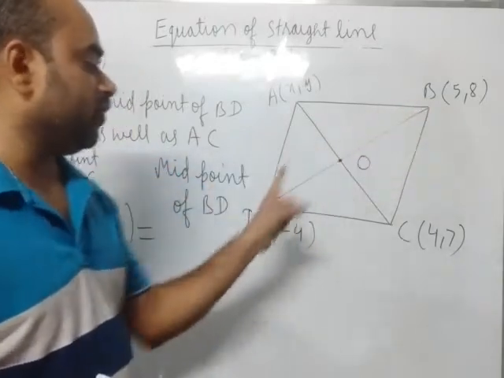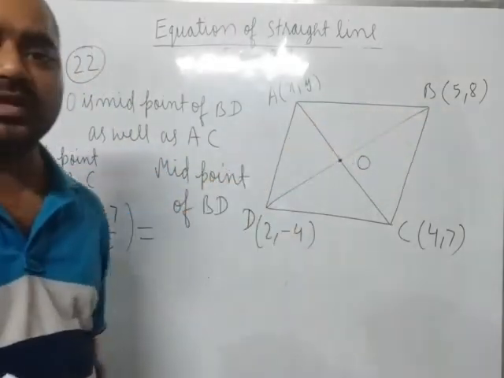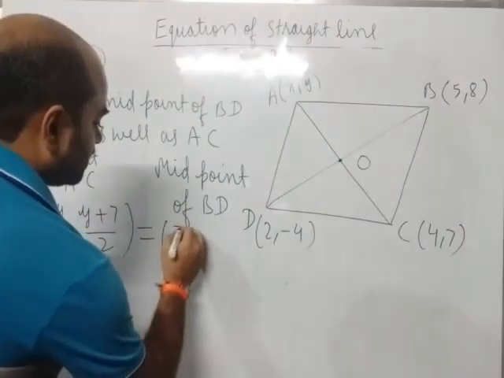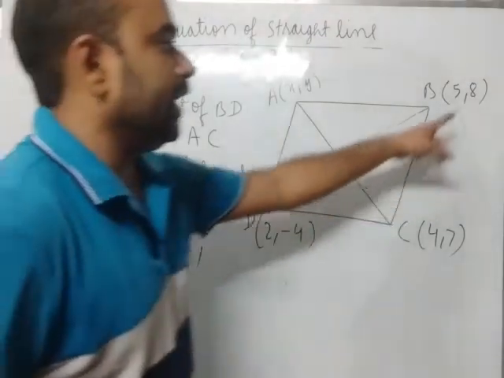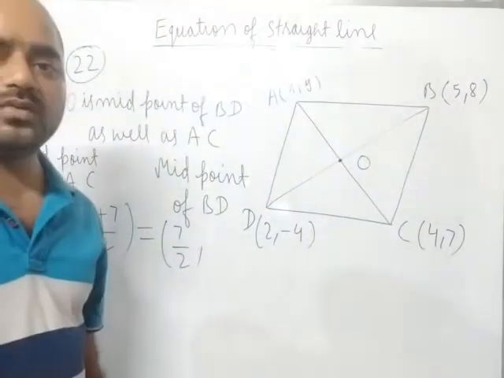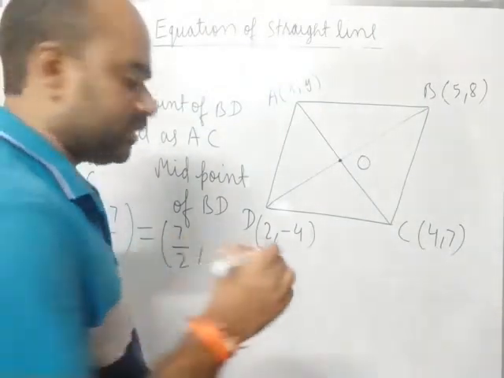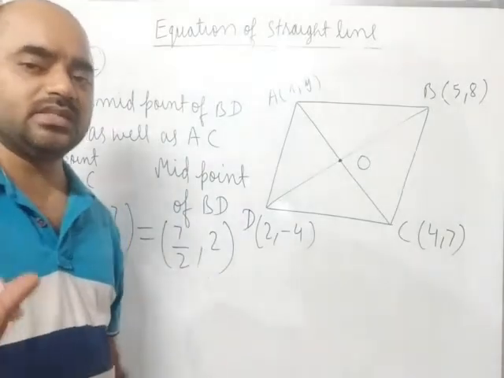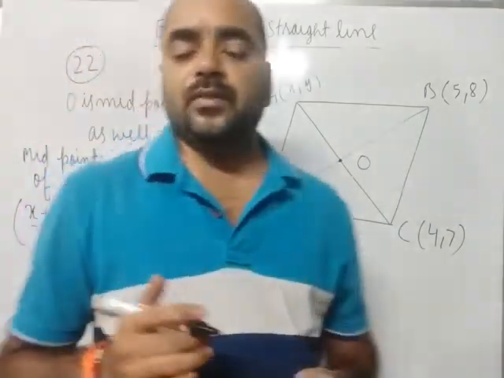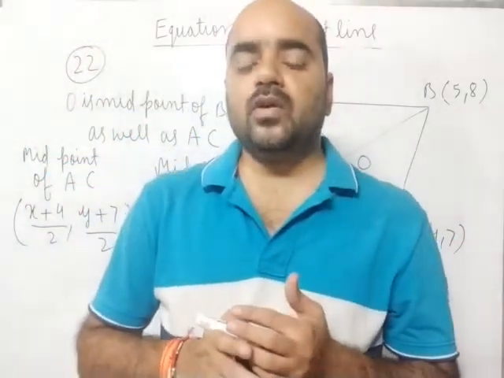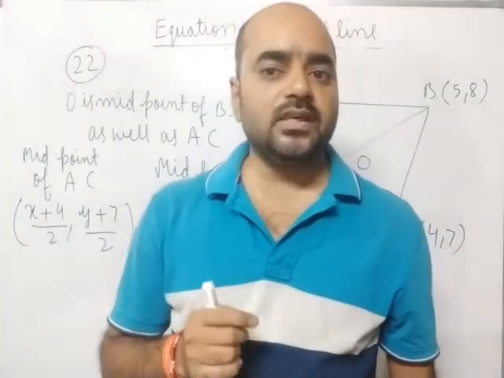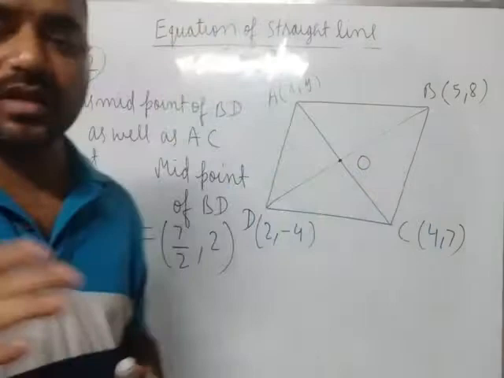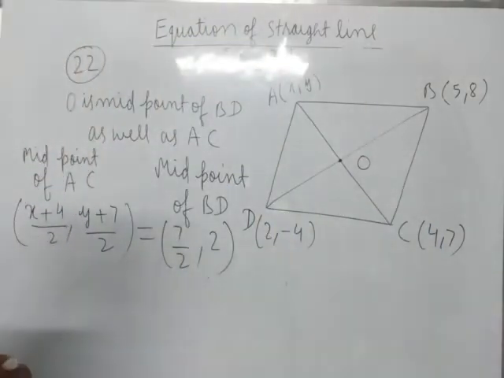What is the midpoint of BD? 5 plus 2 by 2, again the same formula, it means 7 by 2. 8 plus minus 4 by 2, it means 4 by 2, that is 2. Both will be the same. Understood? The midpoint of AC as well as the midpoint of BD will be the same. The reason: in a parallelogram, diagonals bisect each other. Correct? Then equate and solve.